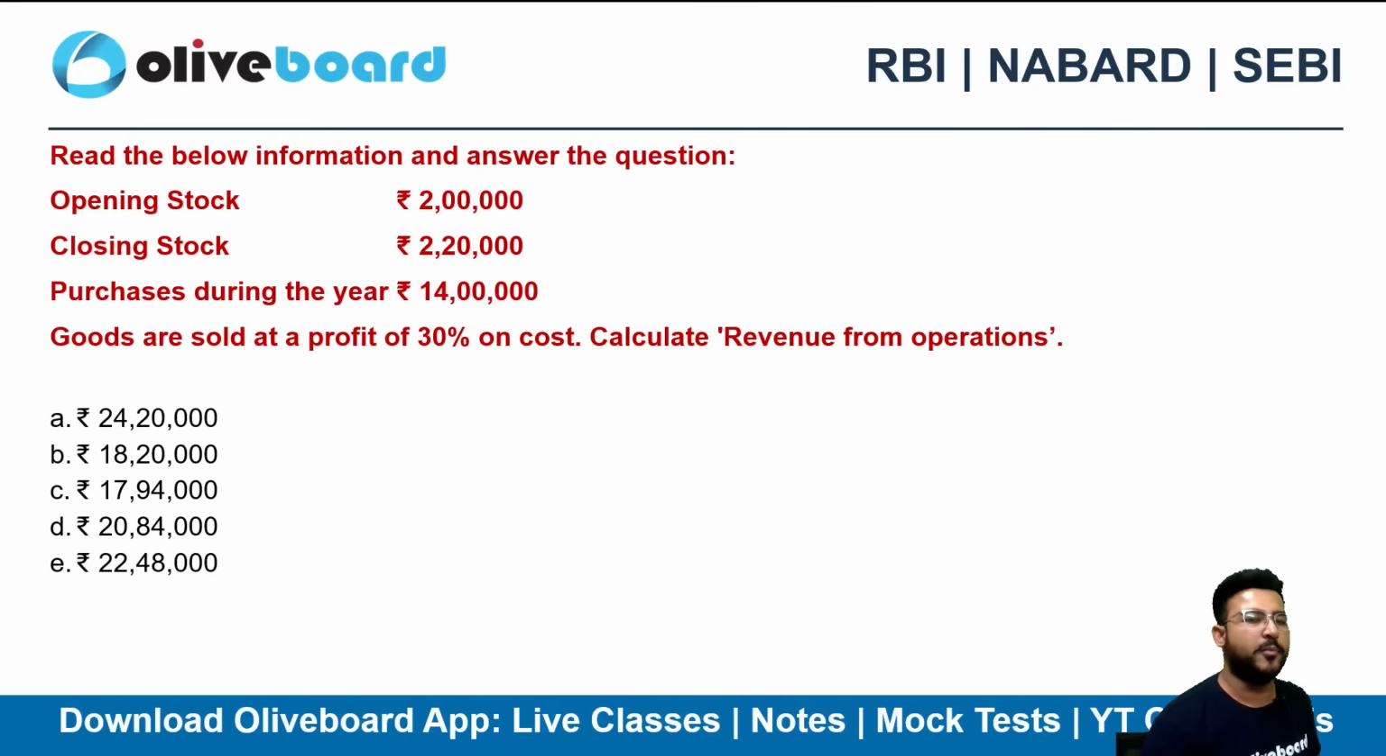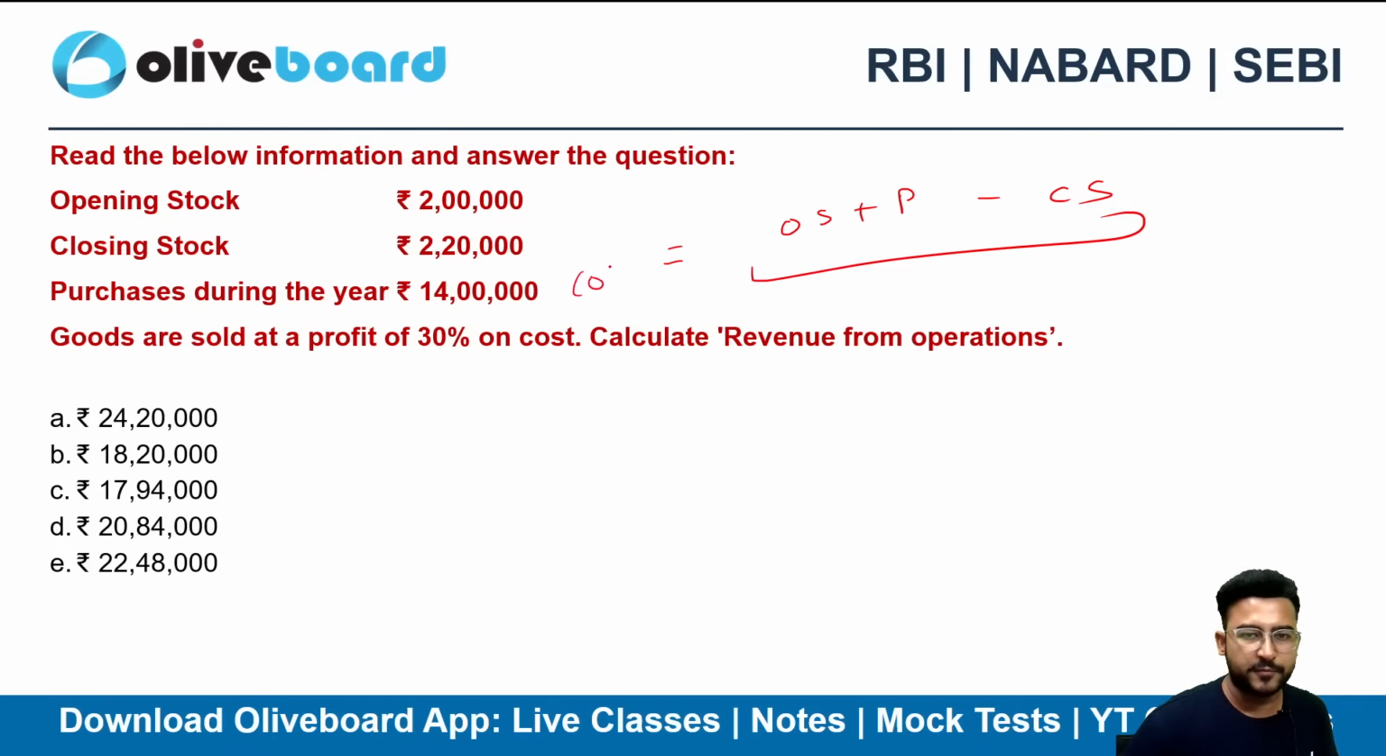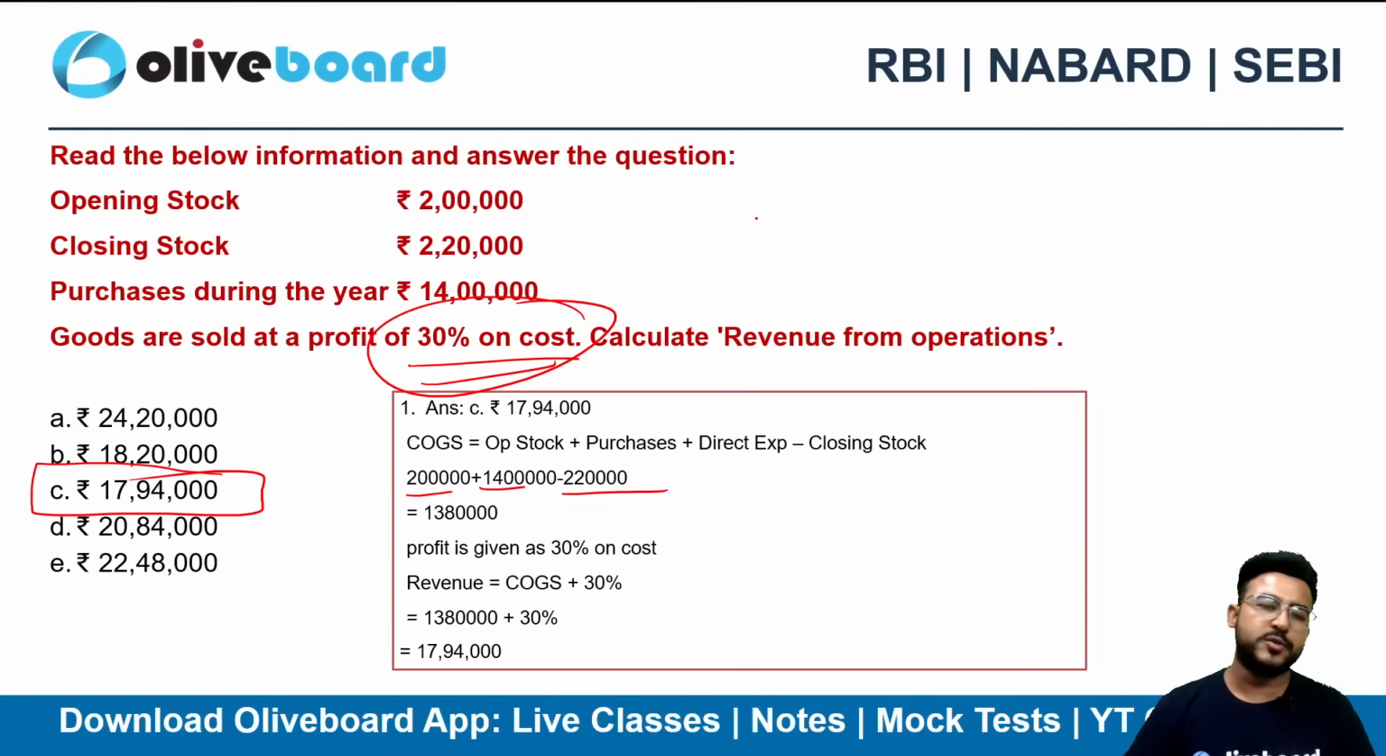You just need to use the formula of cost of goods sold here: opening stock plus purchases minus the closing stock. This will give me my cost of goods sold. You know the profit element as well. It's 30% on cost, so just directly add 30% to the cost of goods sold. You will get your sales. That's it. The correct answer will be option C, 17 lakh 94,000. The profit is already 30% on cost, so cost of goods sold plus 30% gives me my sales value. A very simple one.